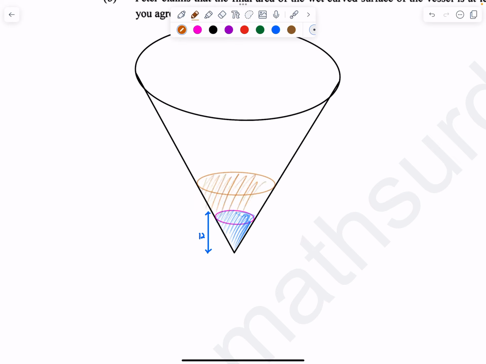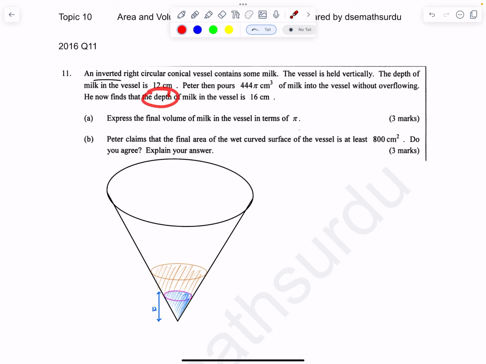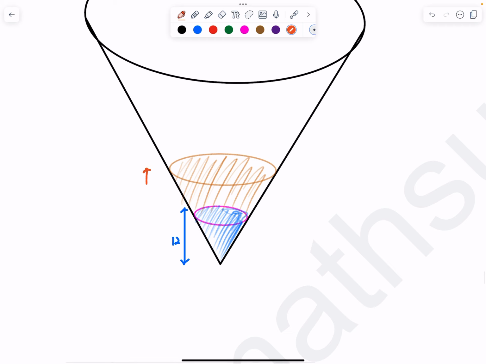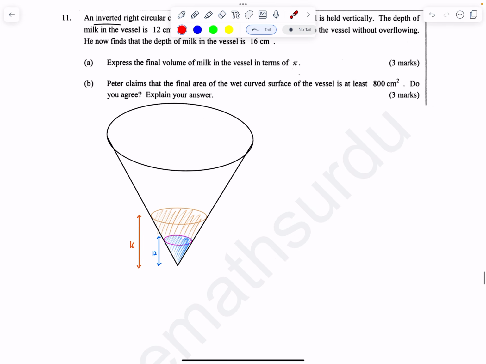And then after Peter putting in the milk, he finds out that the depth, the height of the milk in the vessel is now 16 cm. Originally it was 12 cm. Now how much? 16 cm. So you also can draw it. The height is 16 cm. Height means sides. And then these shapes are all similar.